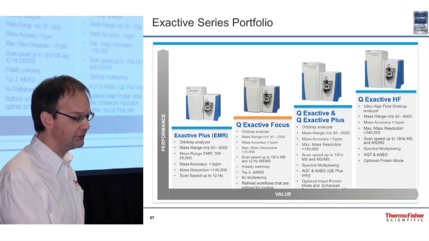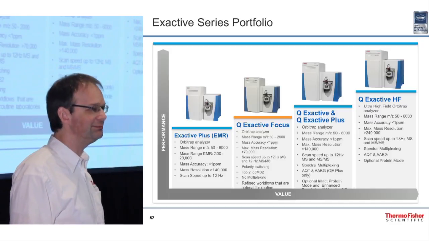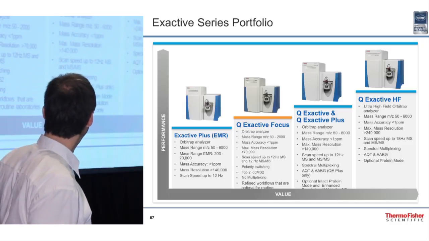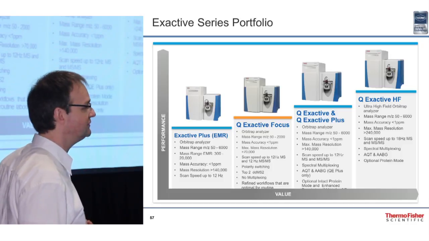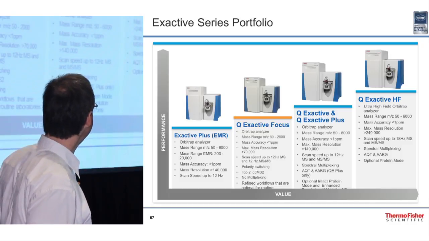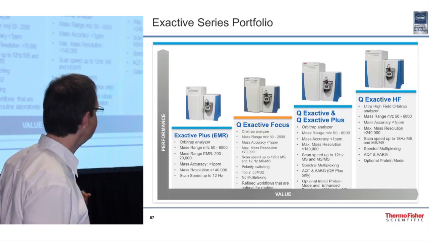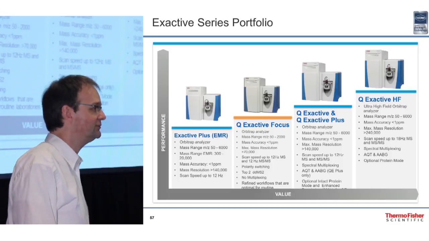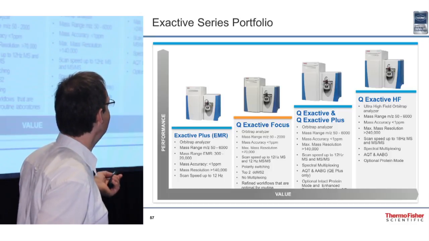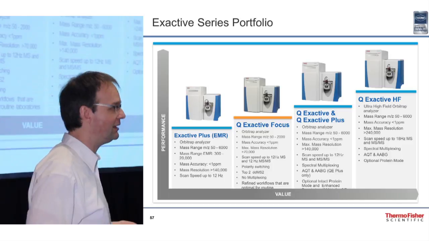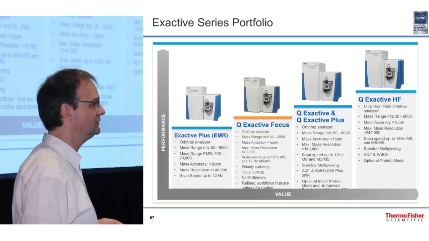So, as the concluding remark, this is the portfolio we have on the Q Exactive family. You see it's growing bigger and bigger with time. We have the Exactive Plus EMR, which is still the entrance instrument. We have the Q Exactive and Q Exactive Plus as our working horses so far. We have the Q Exactive HF as the top tier instrument with the best performance of all. And as I said already, so far the development has always been up, and of course up in price as well. The Q Exactive Focus is the first one to go down from a certain point.